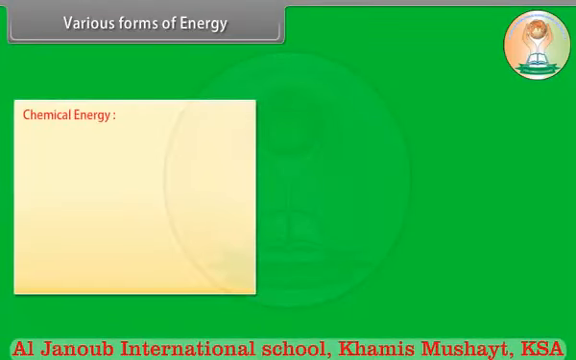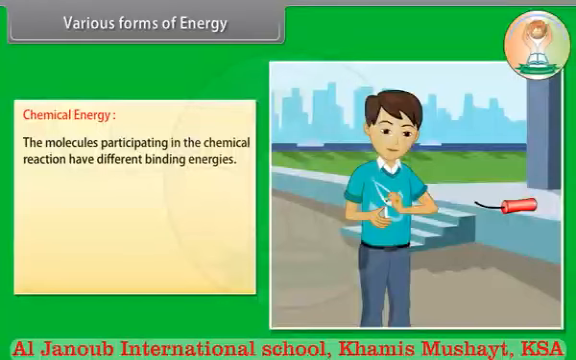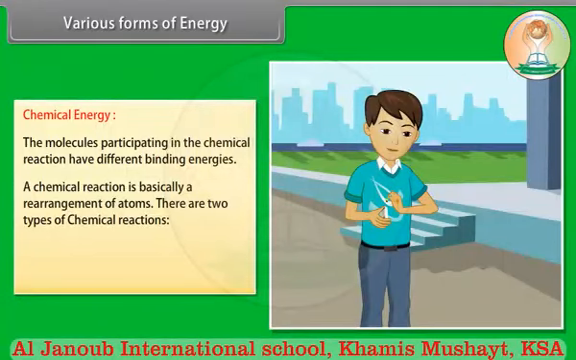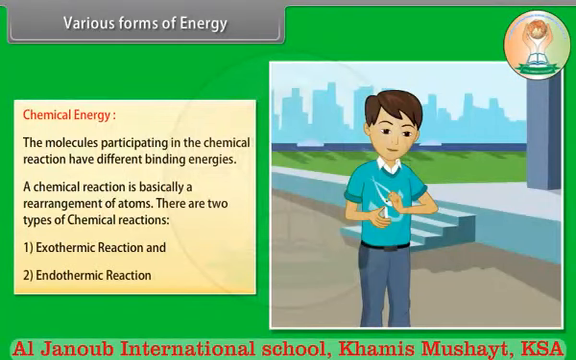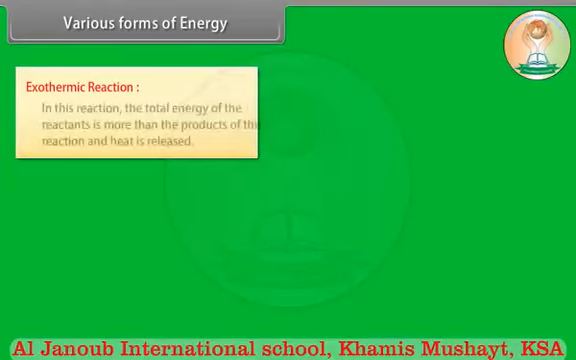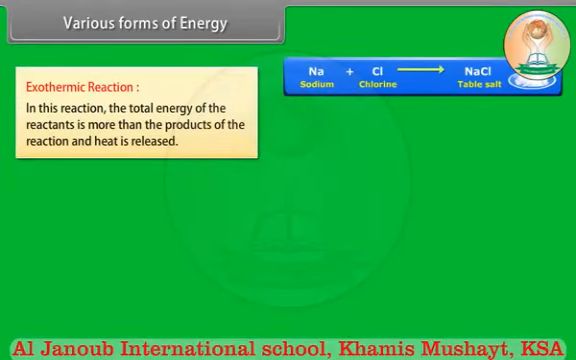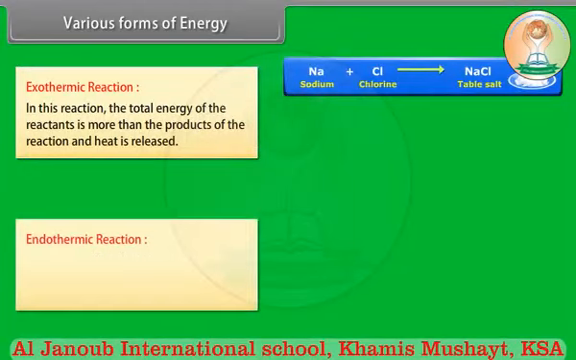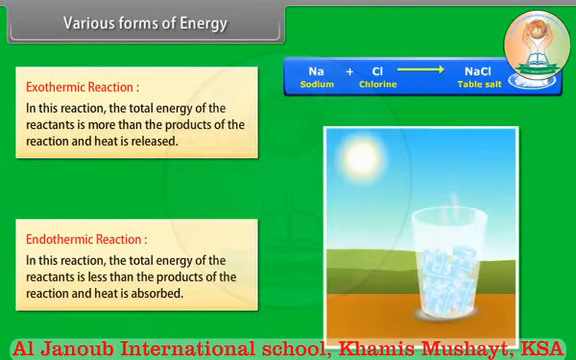Chemical energy. It arises from the fact that the molecules participating in a chemical reaction have different binding energies. A chemical reaction is basically a rearrangement of atoms. There are two types of chemical reactions. Number 1, exothermic reaction, and Number 2, endothermic reaction. Exothermic reaction. In this reaction, the total energy of the reactants is more than the products of the reaction and heat is released. Endothermic reaction. In this reaction, the total energy of the reactants is less than the products of the reaction and heat is absorbed.